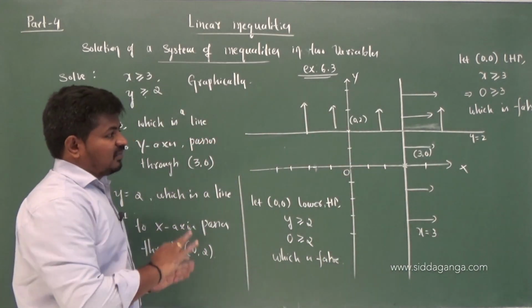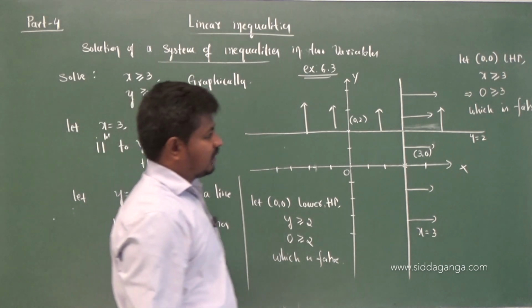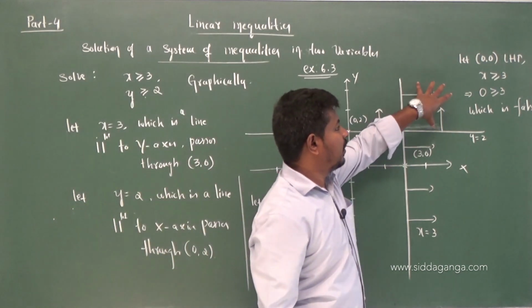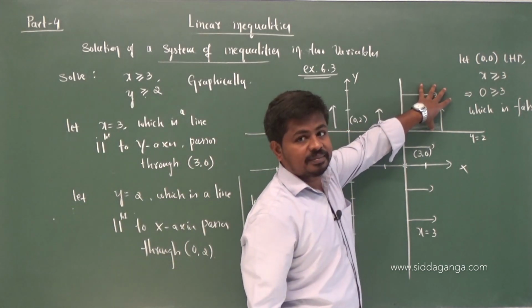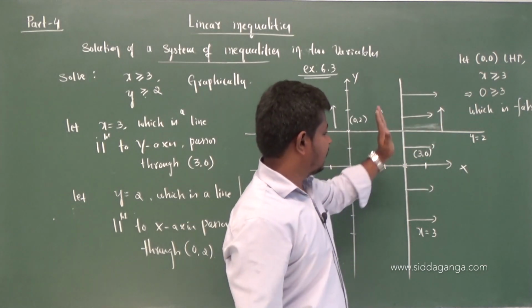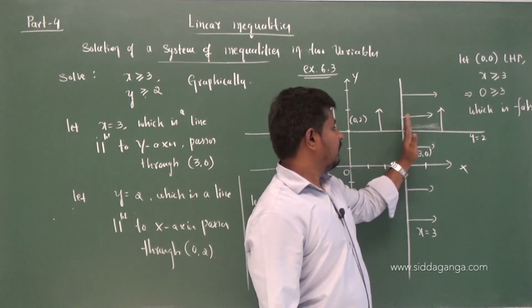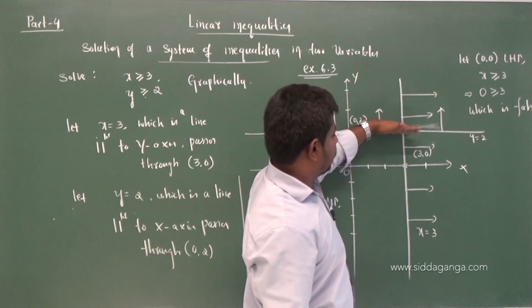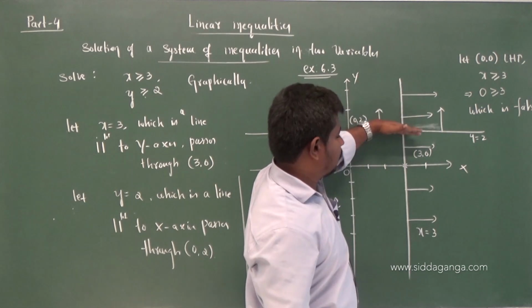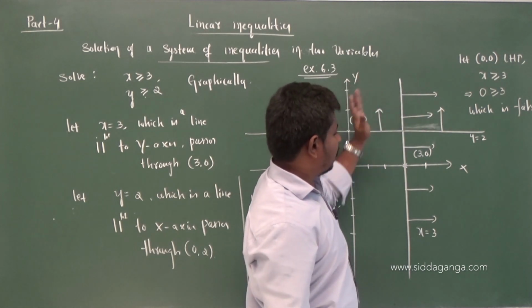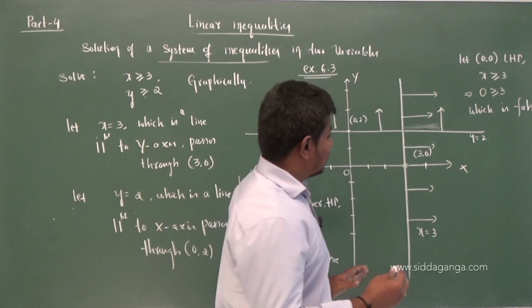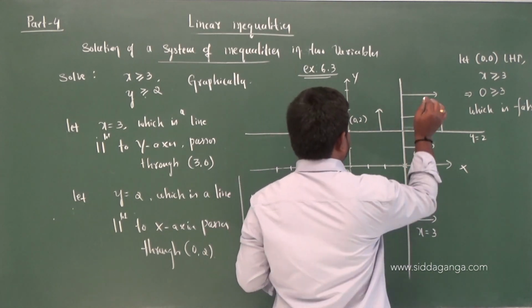Now look at the common region for both the inequalities. The common region comes in this part. For x is equal to 3, the right side of this line. For y is equal to 2, the upper half plane, above the line. So for both the lines, the common region comes in this portion.